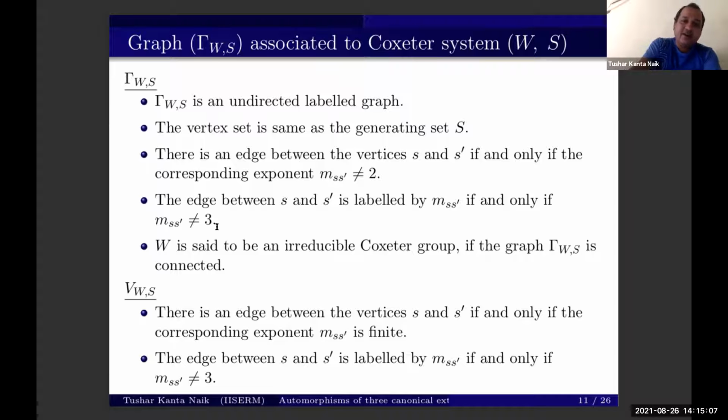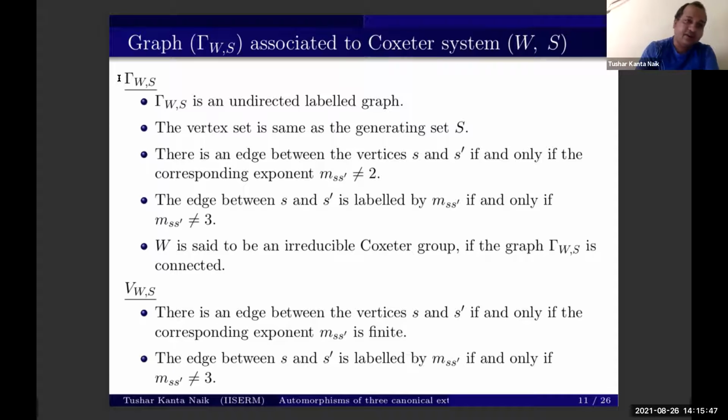If the graph happens to be connected, then we call the group W an irreducible Coxeter group. We'll see another graph, G(W,S). Here the only difference is that we put an edge between vertices s and s' if the corresponding exponent is finite. In the first graph, we put an edge when the exponent is not equal to 2; here we put an edge if the exponent is finite, so we avoid the case when the exponent is infinity. Again, the labeling is the same: we label the edge between s and s' if m(s,s') is not equal to 3. So there is a little difference between these graphs.